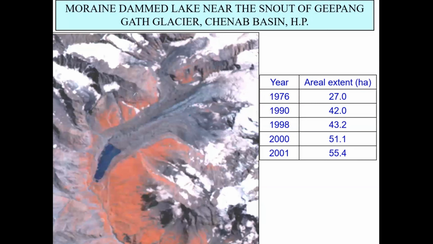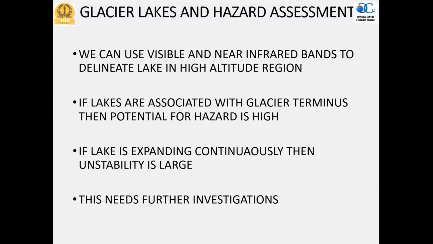You can also use remote sensing techniques to find out how lakes are expanding with time. We are fortunate to have satellite images way back in the 1970s, when the first satellite data was available from MSS or other sources, and you can see how, since then, the Gepang Gath Glacier lake in Himachal Pradesh has been expanding. In 1976, it was just 27 hectares, in 2001, 55 hectares, and it has expanded much bigger than this right now. So it is expanding very fast.